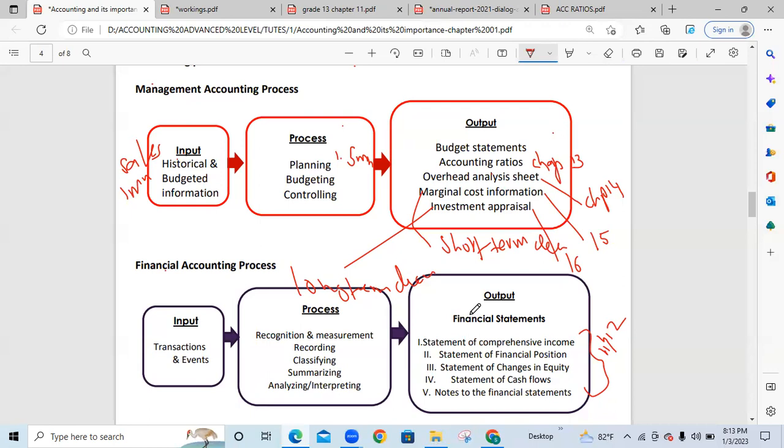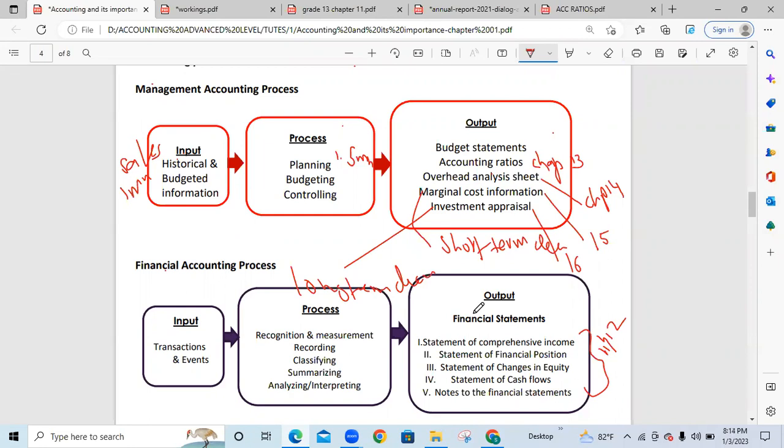Are you going to buy this building? Are you going to take this project? Is this project worth taking? So we call, guys, investment appraisal. You will make long-term decisions, while in marginal costing, you will make short-term decisions.